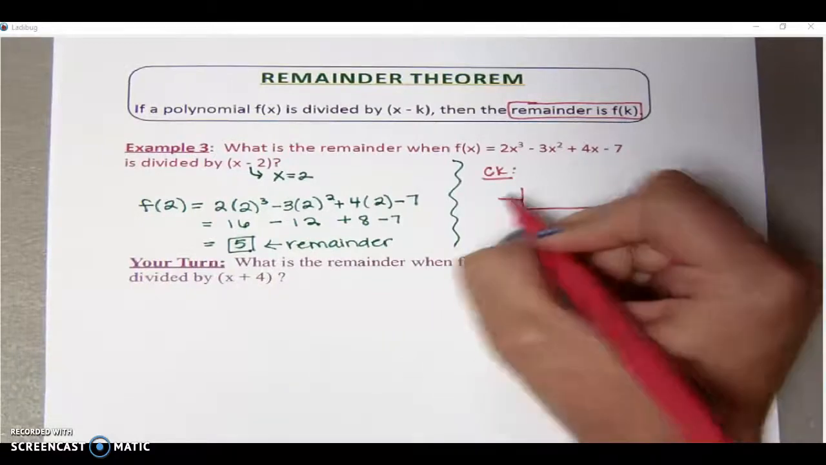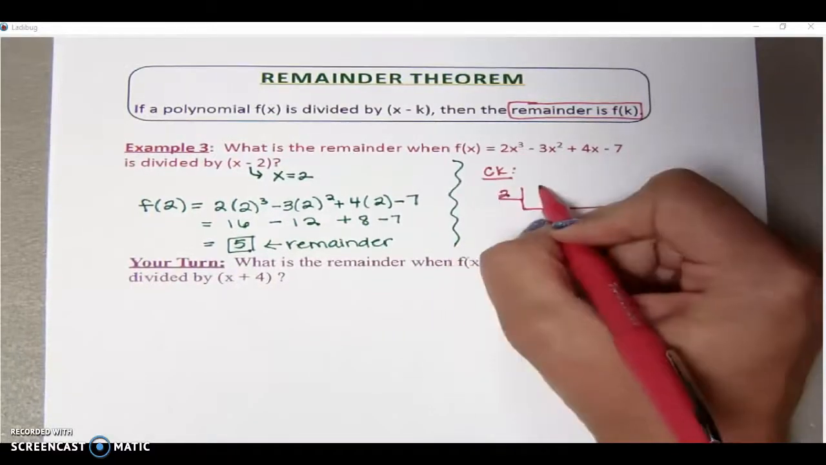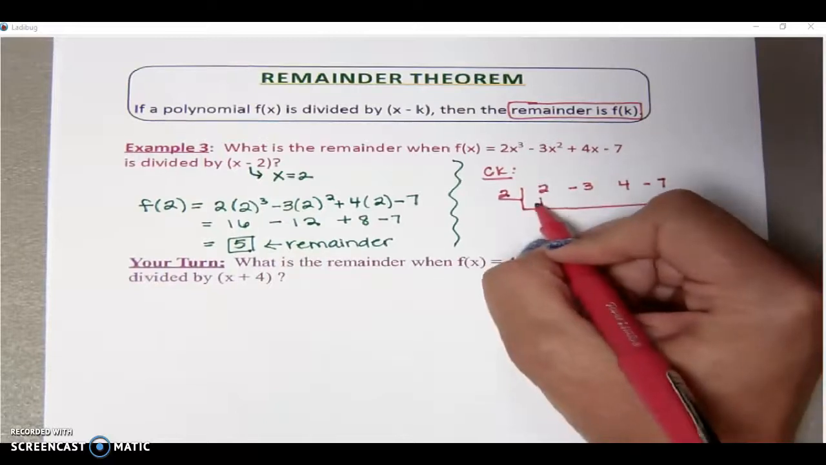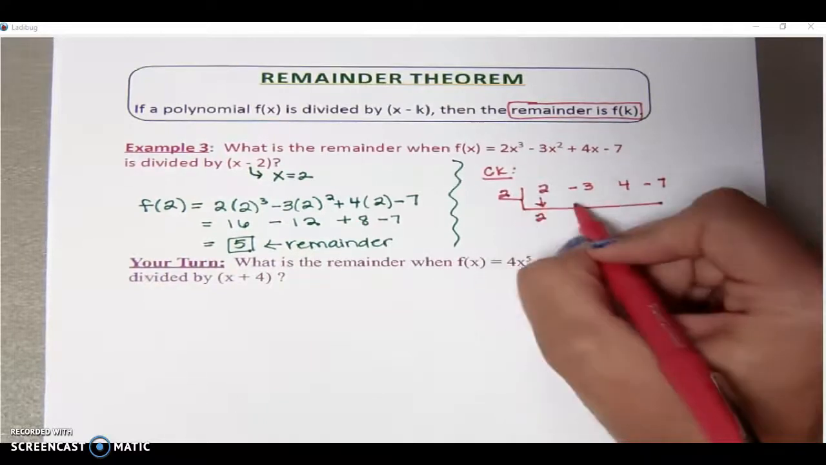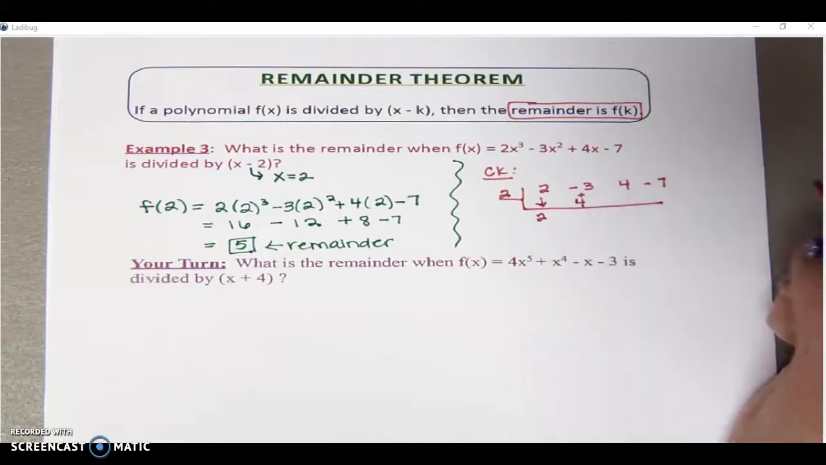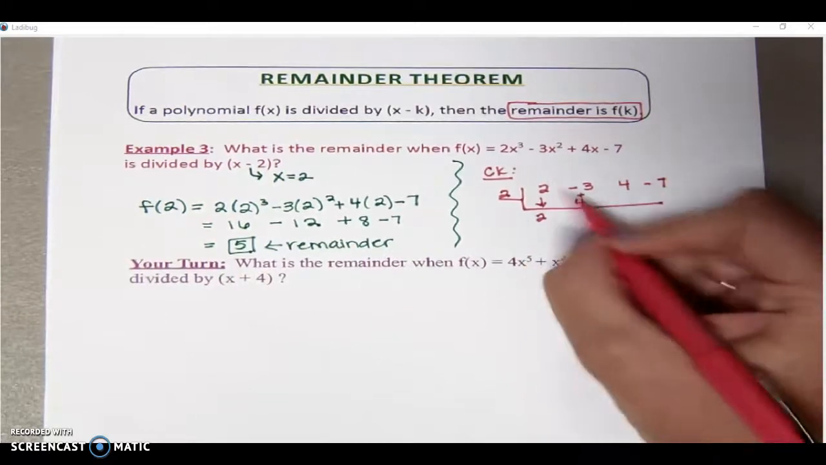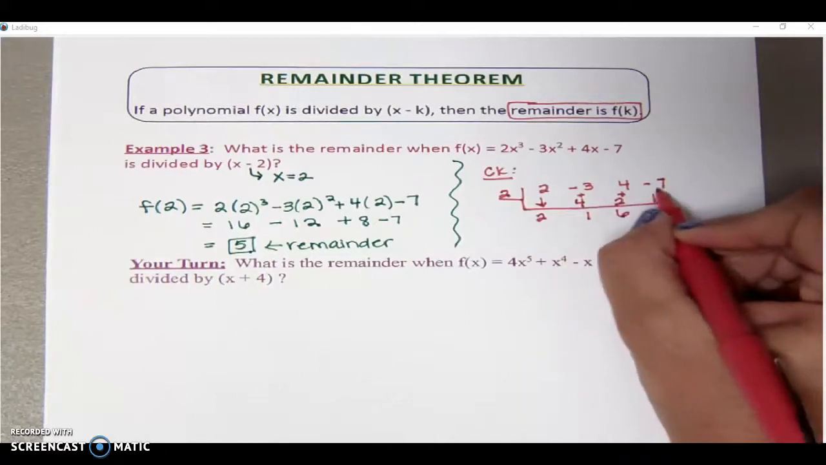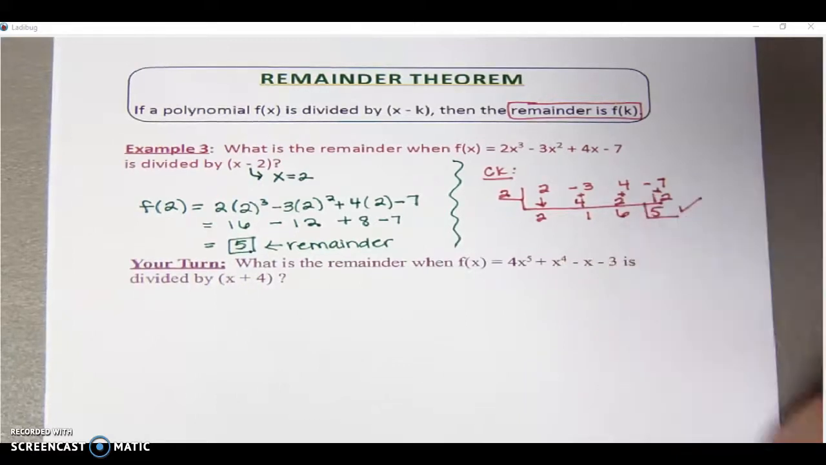So x minus 2, so you would put 2 on the ledge. No terms are missing. So bring down your first term. 2 times 2 is 4. Add down the row. 1 times 2 is 2. Add down the row, 6. 6 times 2 is 12. Well, that is a remainder of 5, so that is true. So this is just the remainder theorem. It gives you an easier way to find the remainder without having to actually do the division.